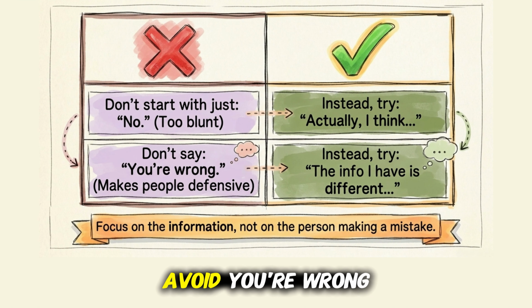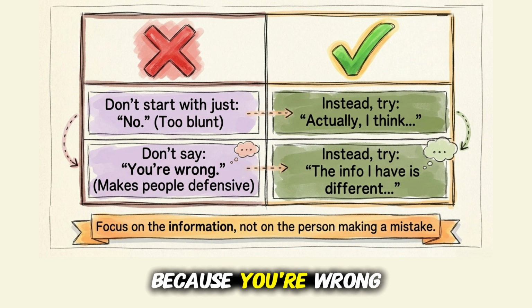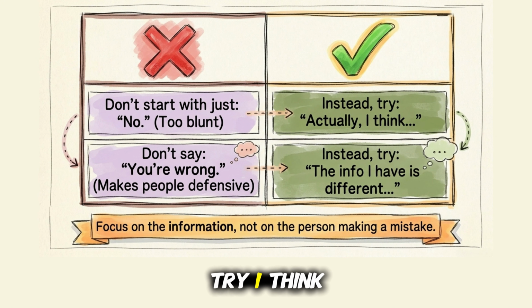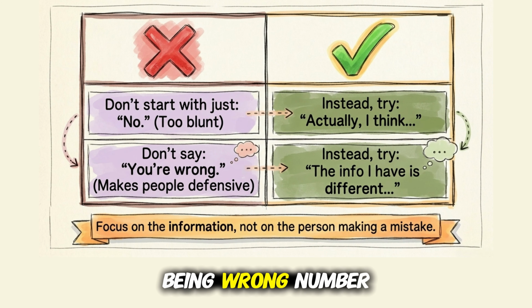Number 2, avoid you're wrong. Even if someone is wrong, because you're wrong puts all the attention on their mistake, and people get defensive. Instead, try, I think the information I have is a bit different. You focus on the information, not on them being wrong.